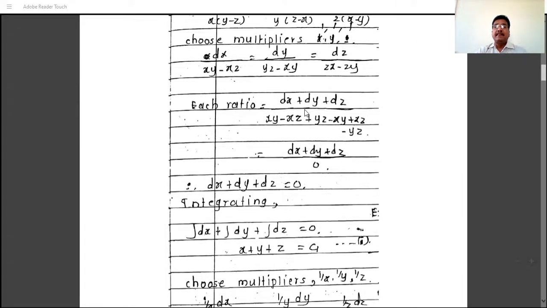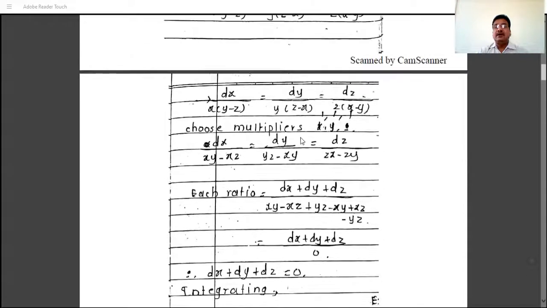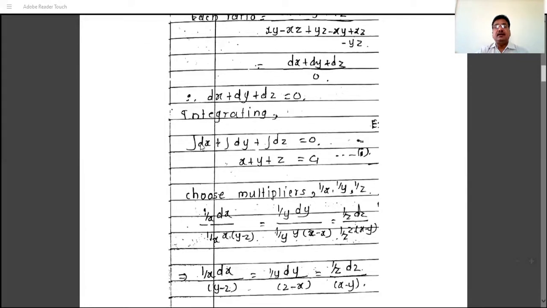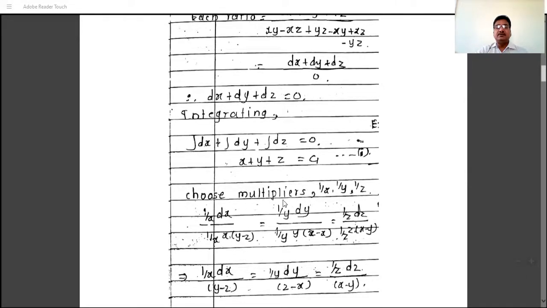Okay, and then the addition of these 6 terms is 0, and therefore we have dx plus dy plus dz divided by 0, which means dx plus dy plus dz is equal to 0, and then integrate. So the multipliers are 1, 1, 1, and after integrating, the integration of dx is x, dy is y, dz is z, is equal to a constant of integration, which is equation number 1. Then again, by the same method, to find the second solution, choose multipliers 1 by x, 1 by y, 1 by z.